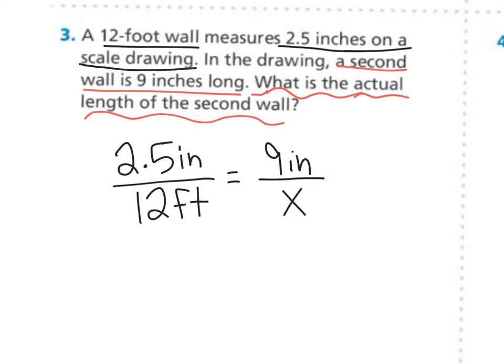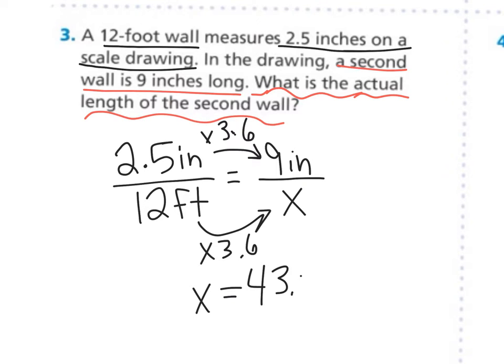Once you have this set up, if you look for a pattern here, if you take 9 divided by 2.5, you get 3 6/10. That tells us, since this is getting bigger, that we would be multiplying by 3 6/10. And then we'll do the same with our denominator. So 12 times 3 6/10, you get 43 2/10, so 43.2 feet.